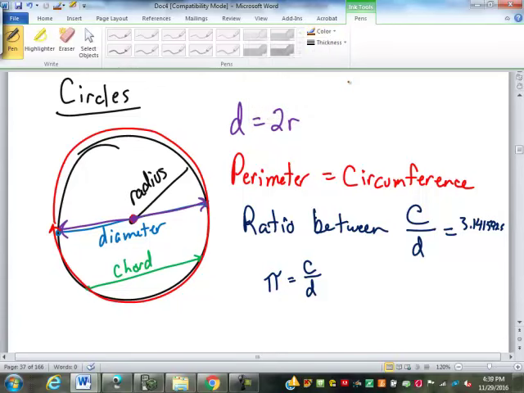Now, it's not very often that we know the circumference and the diameter, and we're going to divide them to find pi. More often, we know one or the other, and we're trying to find it. More specifically, usually we know the diameter, and we're trying to find the circumference. So if I multiply both sides of this equation by d to get the circumference by itself, I get that the circumference is pi times the diameter.